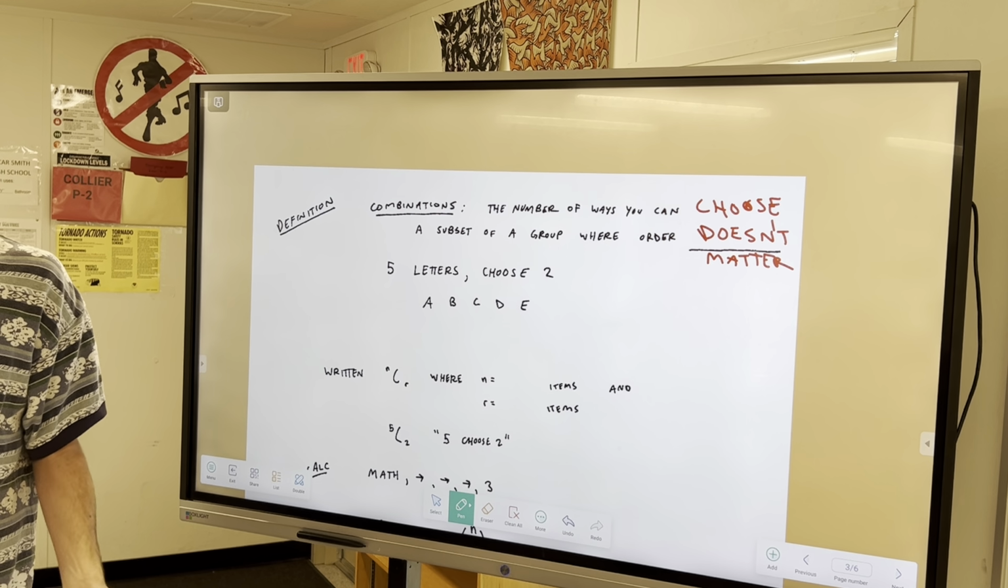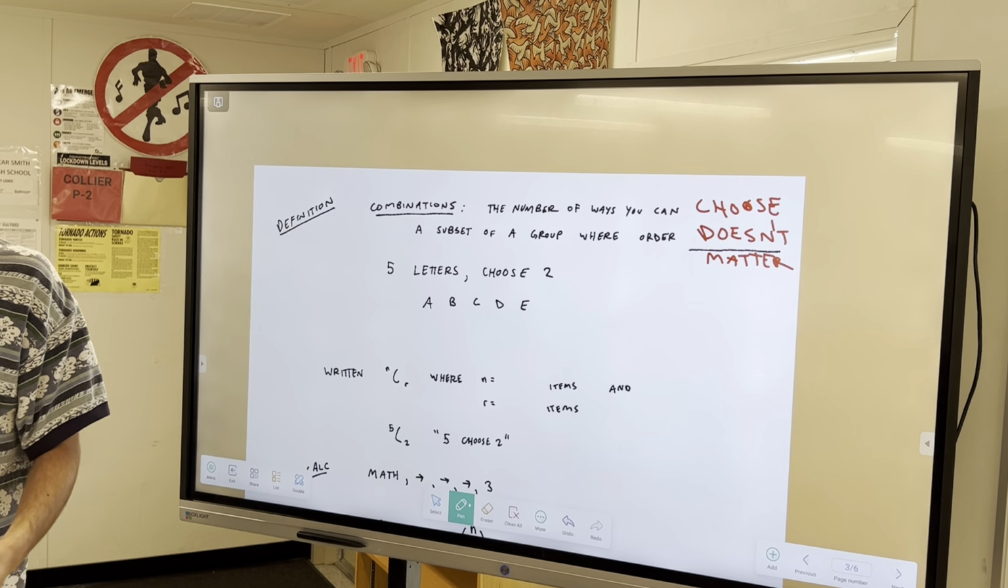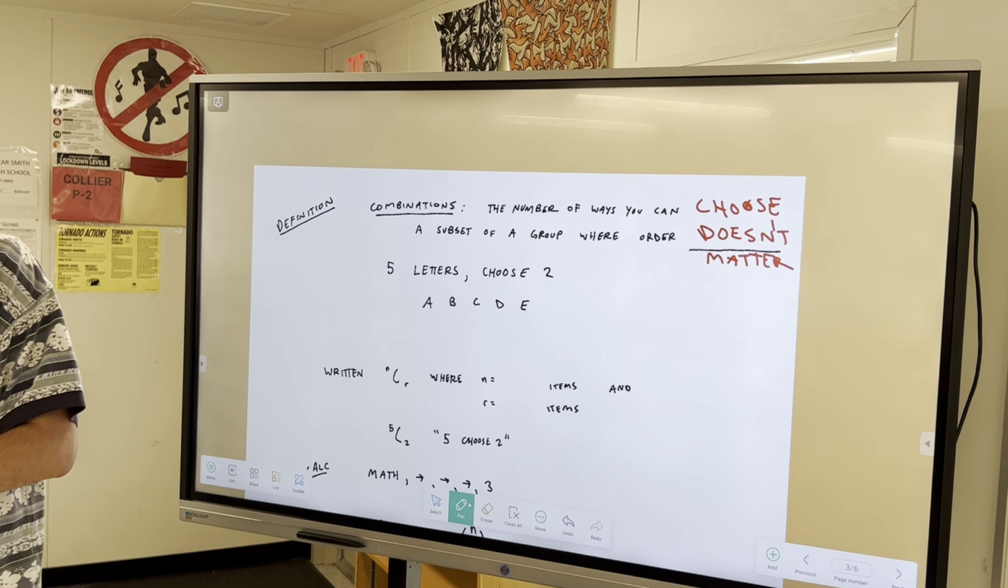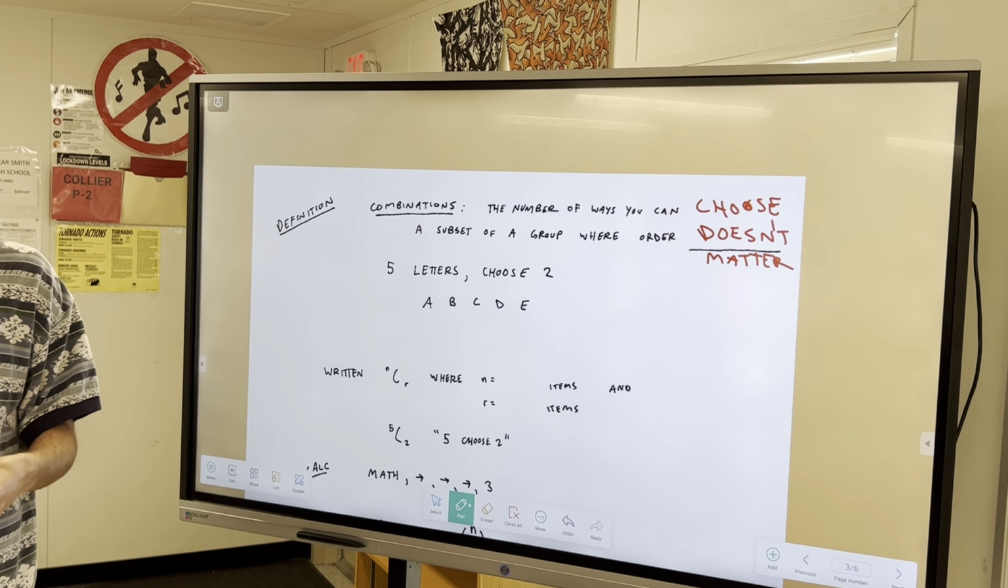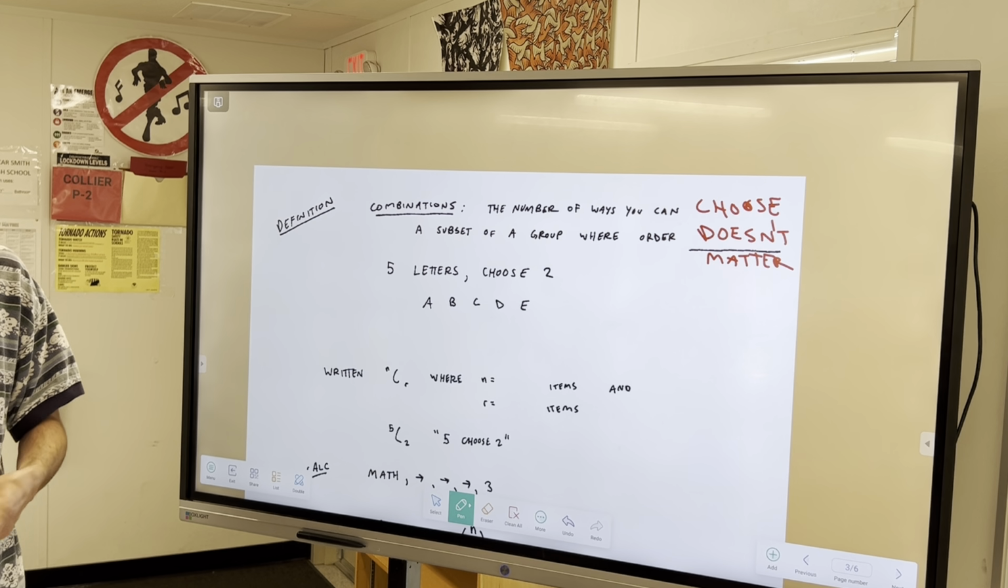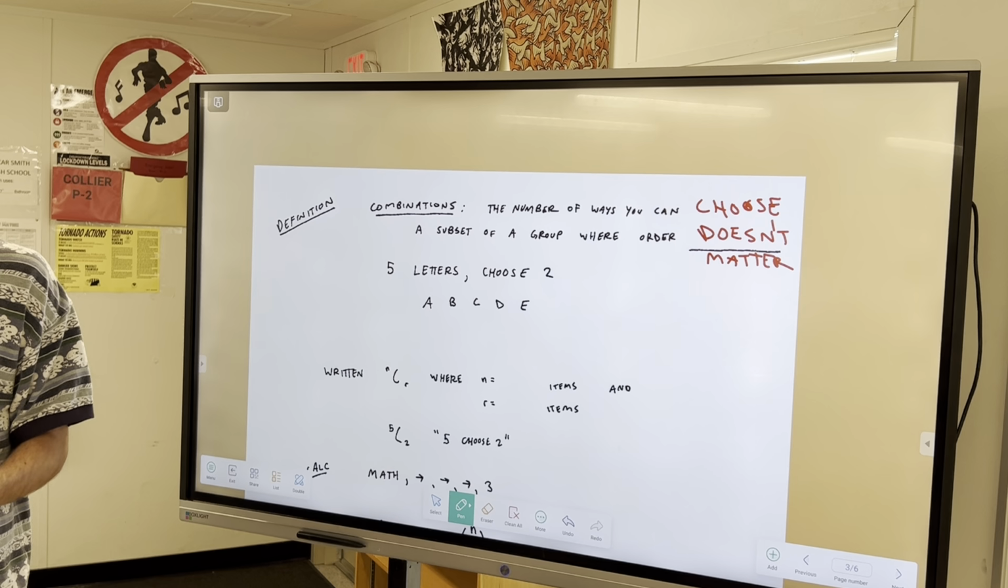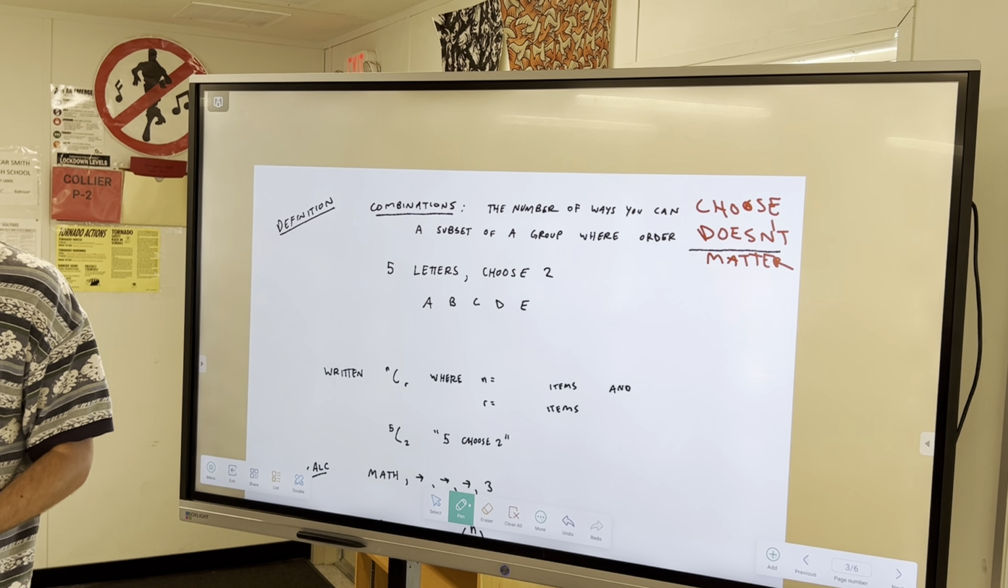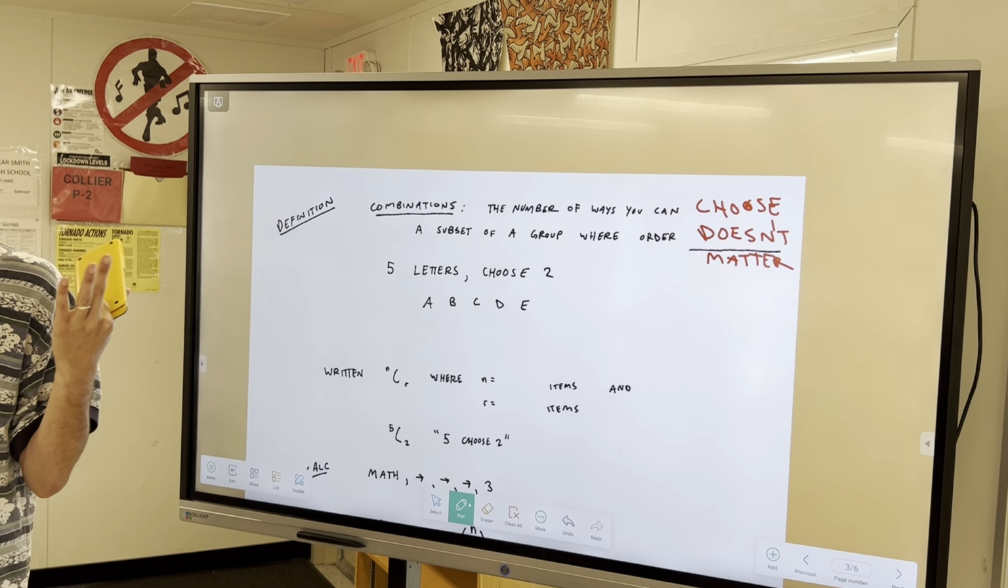You guys have done combinations before, right? Normally you learn about combinations and permutations and the difference between the two. We're pretty much just doing combinations in IB this week, so we're not going to worry about permutations at all. Permutations is where the order does matter, but for us, order does not matter today.